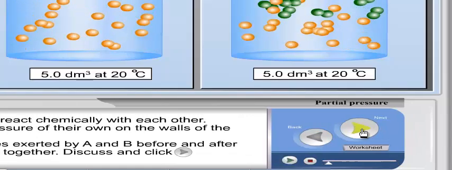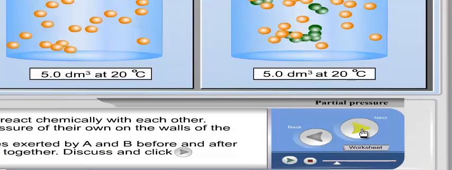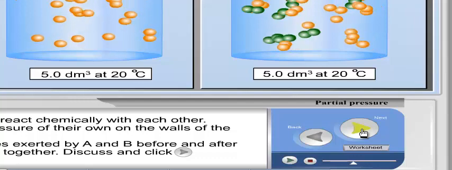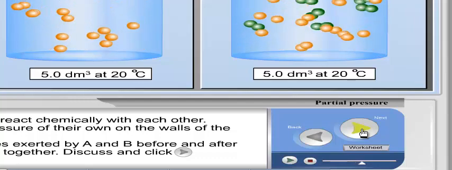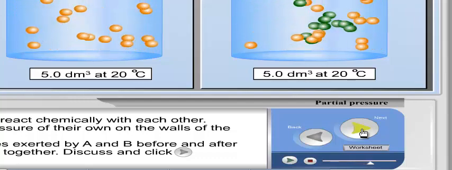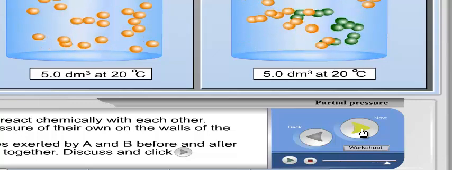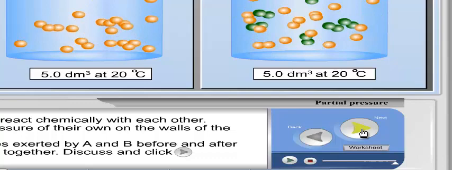The two gases do not react chemically with each other. They each exert a pressure of their own on the walls of the container. Compare the pressures exerted by A and B before and after they have been mixed together. Discuss and click Next.